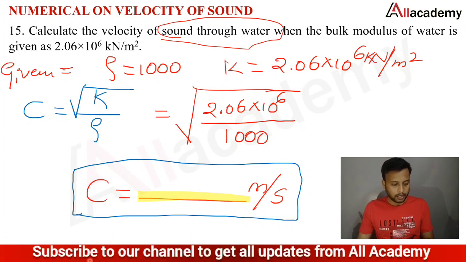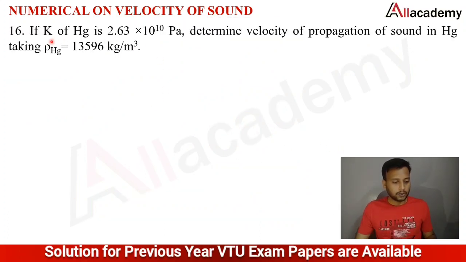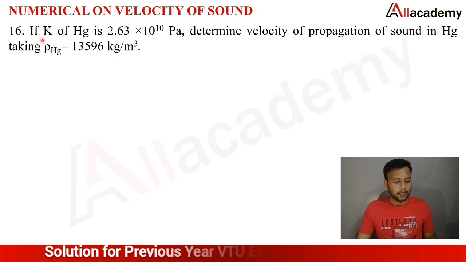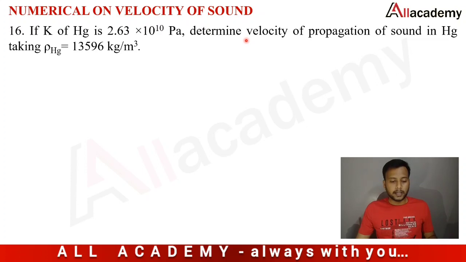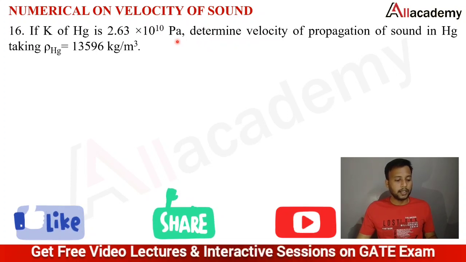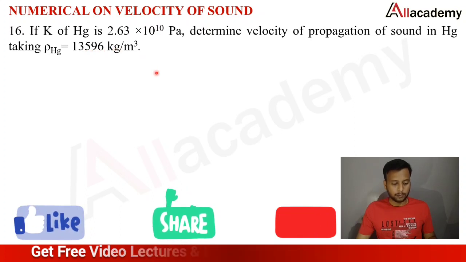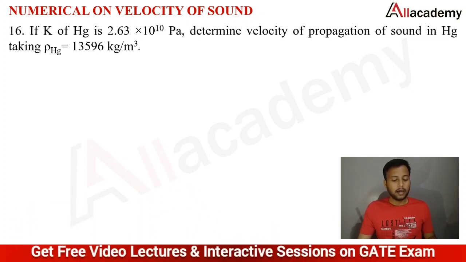So let us solve another numerical on this velocity of a sound. The next question is, K means bulk modulus. K for Hg is 2.63 into 10 raised to 10 Pascal. Determine the velocity of propagation of a sound in mercury, which has a density of 13.596 kg per meter cube. In the previous numerical, the sound was traveling in water. Now here the sound is traveling in mercury.